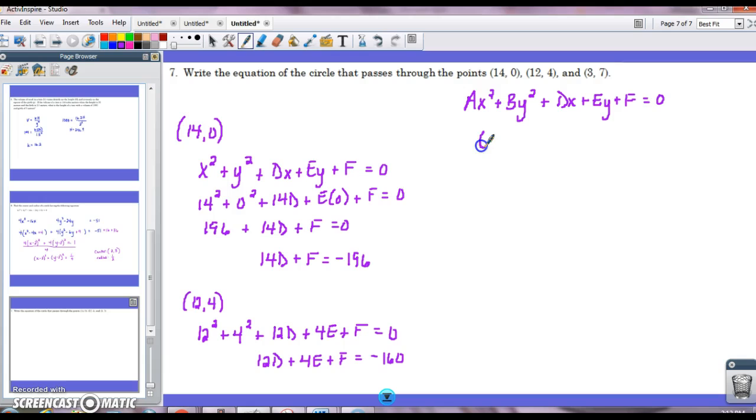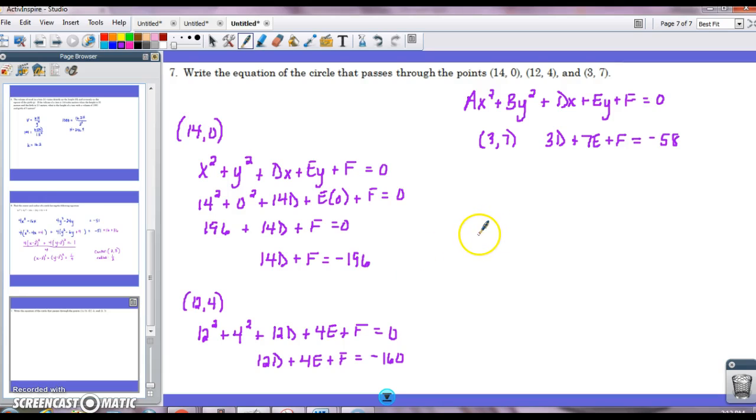My last point is 3, 7. If I go through that same process, the equation I end up with is 3d plus 7e plus f is equal to negative 58. So I have 3 equations and 3 unknowns, and now I'm going to have to do a system of equations.